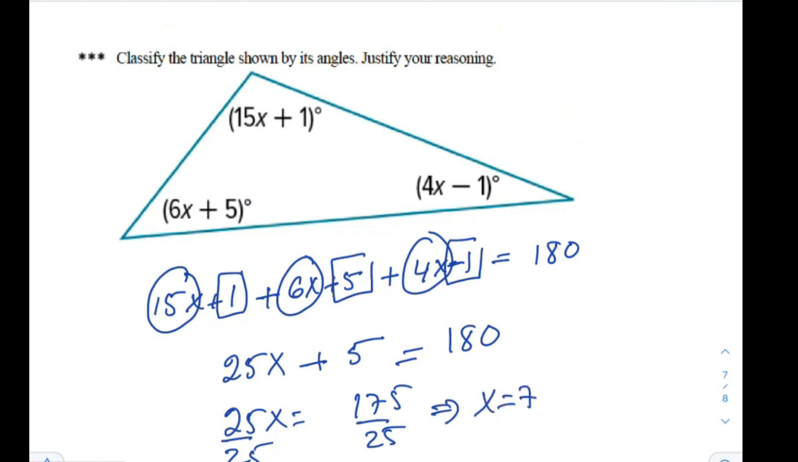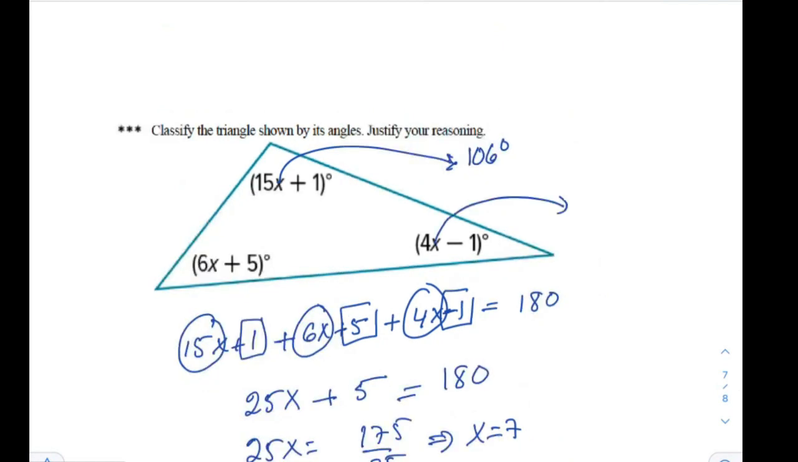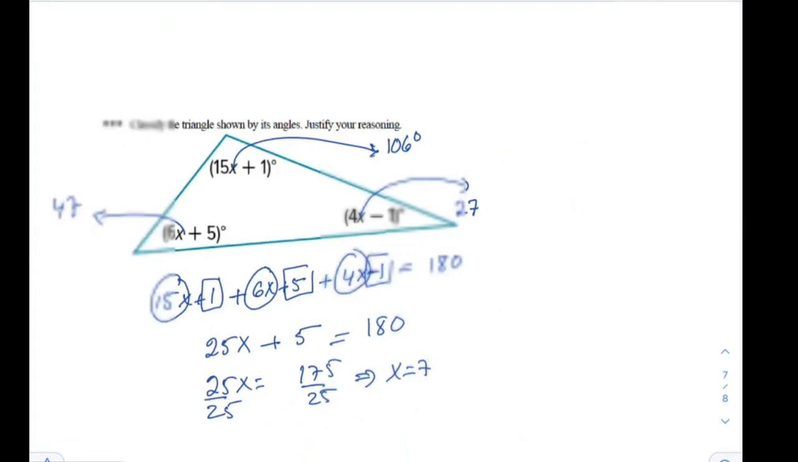So x is 7. Now we will replace. If you replace x equals 7 here, 7 times 15 plus 1, this is 106. And here, x is 7. 4 times 7, 28. 28 minus 1, 27. And the last one, 6 times 7, 42. 42 plus 5 is 47. So this is 47. We see here that we have 3 angles. One of them is obtuse, meaning more than 90 degrees. So this is an obtuse triangle.